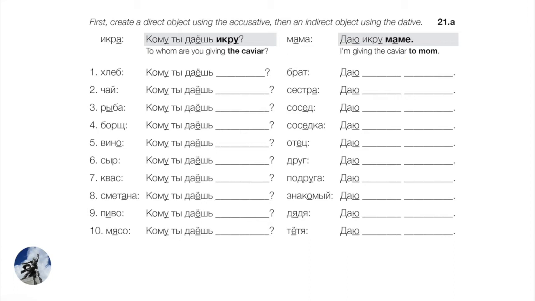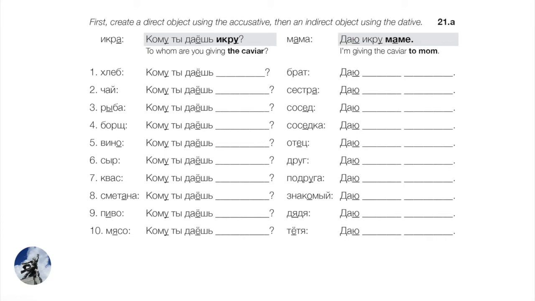Okay, number 10, мясо, to whom are you giving the meat? Кому ты даёшь мясо? Accusative of this neuter word doesn't change. I'm giving meat to my aunt. Даю мясо тёте. Тёте. One more note on word order here in these examples.